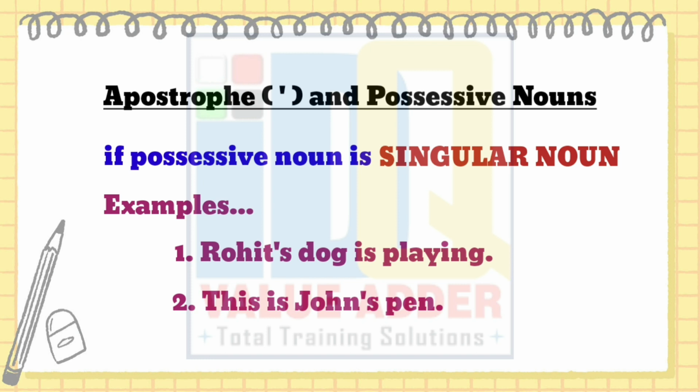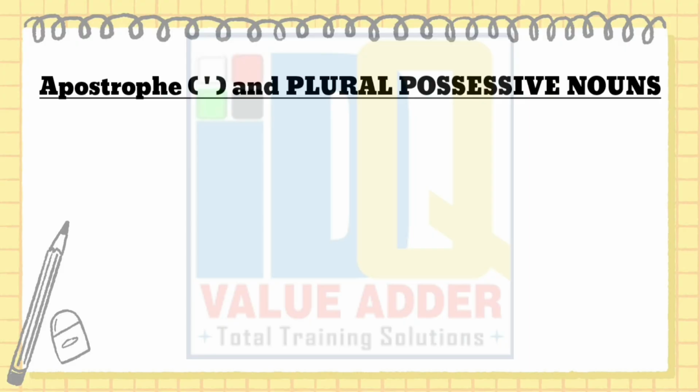John is a singular noun. That is why I am writing John, then apostrophe, and then S. Now we will talk about plural possessive noun which ends with S. For example, photo, photos. The plural of photo is ending with S.